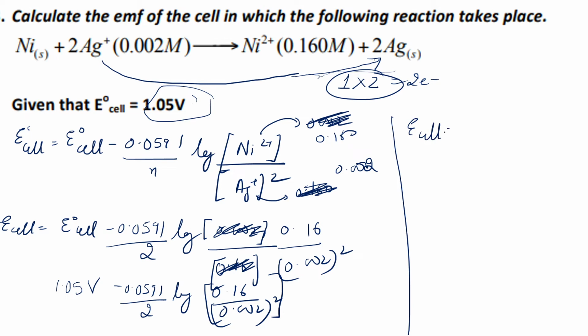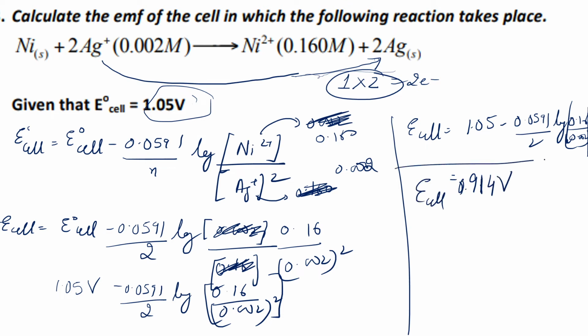E cell will give you 1.05 minus 0.0591 by 2 log of 0.16 by 0.002 square. So finally the answer will be 0.914. E cell is equal to 0.914 volts. So I hope you guys understood. We'll move to the next topic, that is conductance, in the second part.